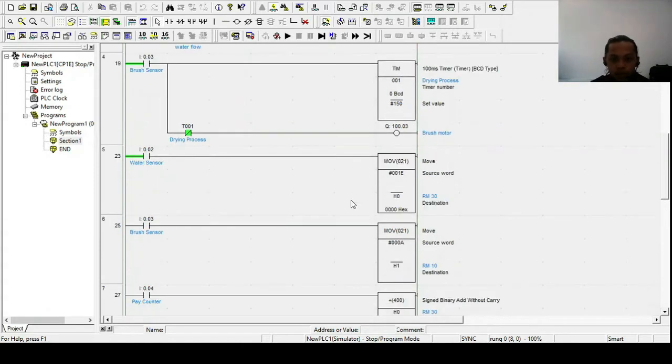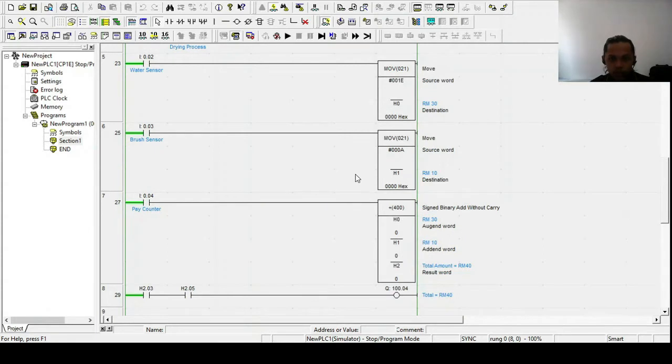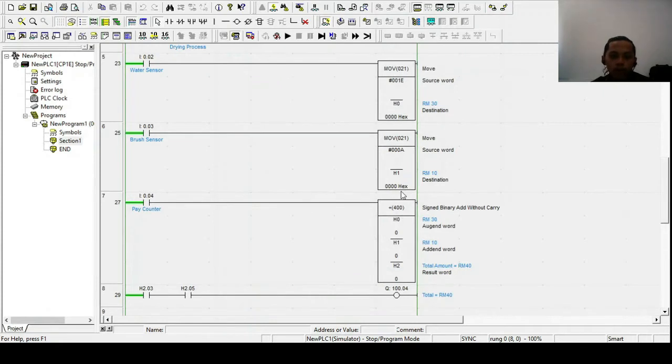drying process. We also use a counter in this task, a reversible counter, where when a car goes in, it detects one car going in. Then when the user makes a payment at the car wash, we detect that the car is going out, so it will be 0. We use a math function, which is addition, to calculate how much money the user needs to pay.